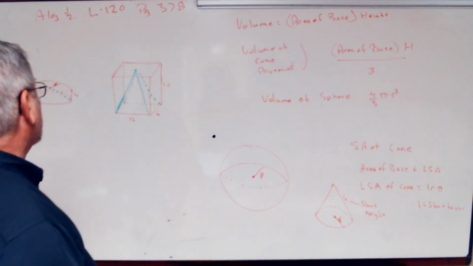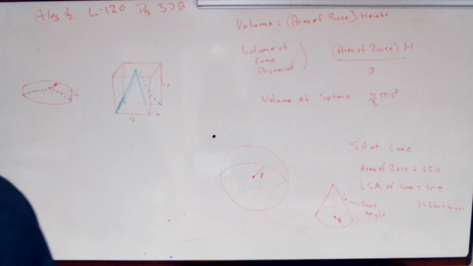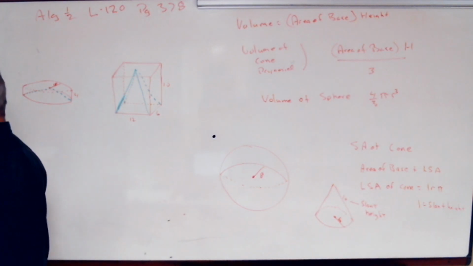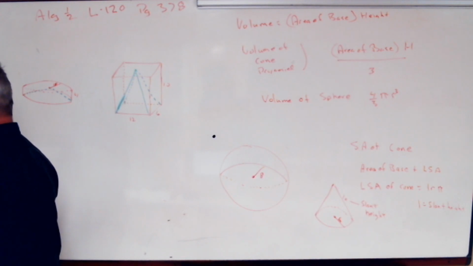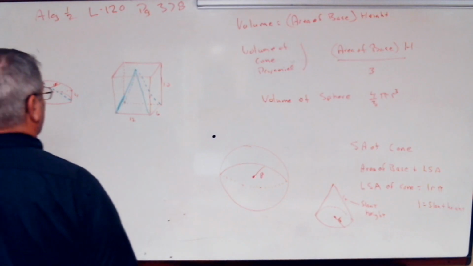Algebra half, lesson 120, page 378. This is all of your favorite stuff in the world. Volume of pyramids, cones, and spheres, and surface area of pyramids and cones.